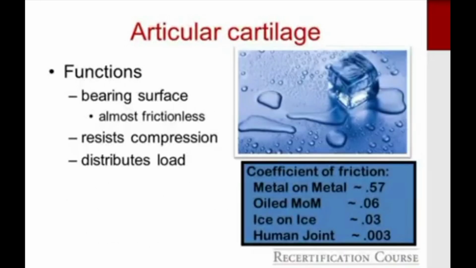Its functions include a frictionless bearing surface. It's much smoother than ice on ice. The coefficient of friction, as you can see in the bottom right-hand corner here, is much smoother than ice on ice. It resists compression. It also distributes load across the joint.